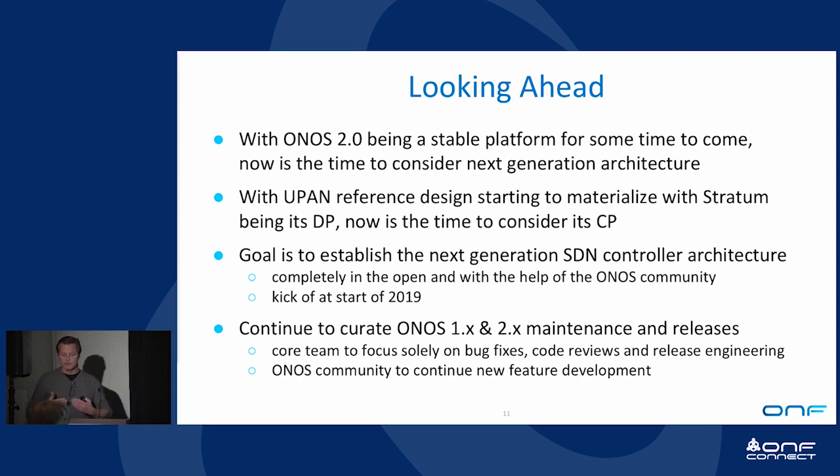also start looking at merging our efforts with the UPAN project, UPAN RD, because Stratum is making headway. It's just starting to get off the ground as basically a data plane for the UPAN project, but we don't effectively have a control plane for the UPAN project. And so ONOS Next Generation can effectively slot into this. And the idea is to start doing this completely in the open right from the get-go with the help of the ONOS community. It's actually doing it even more open than what Stratum is doing. There's some reasons for the way they're doing things.